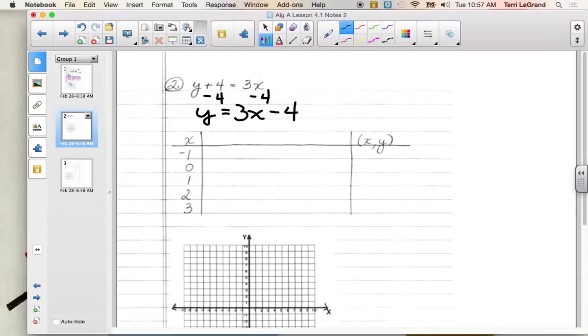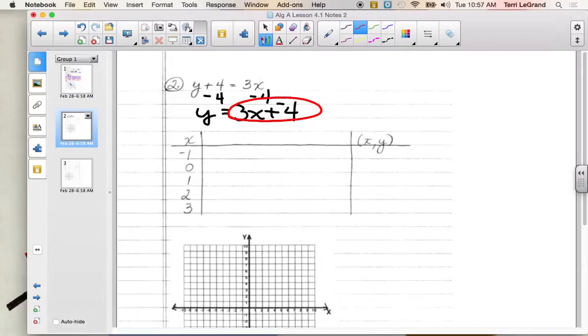But what we're going to do is change that to add the opposite, because chances are we're going to have to work with some negative values in there. So let's just change that to plus a negative 4. So what's our function rule for this one? 3x plus negative 4 is our function rule.